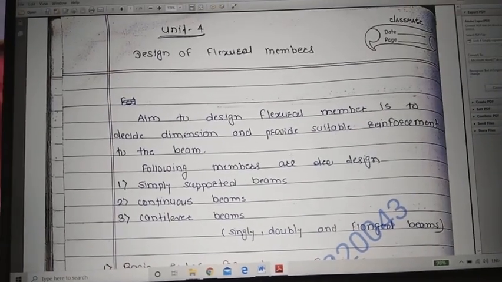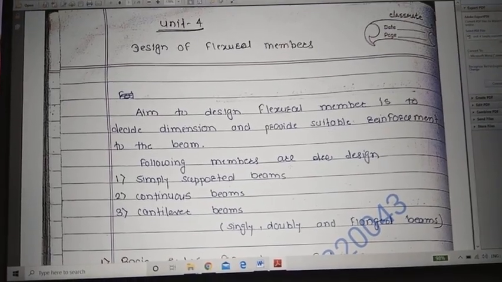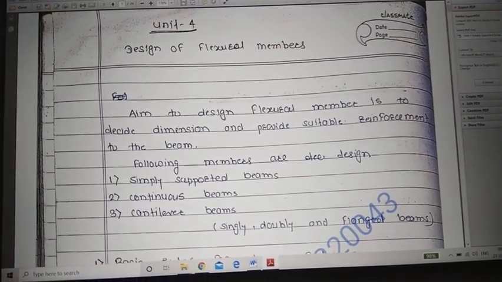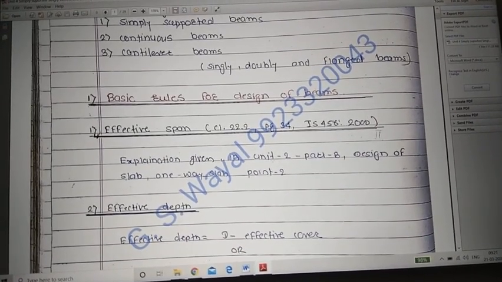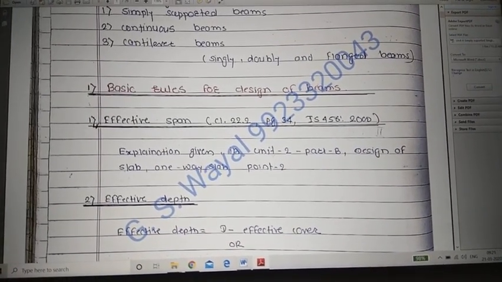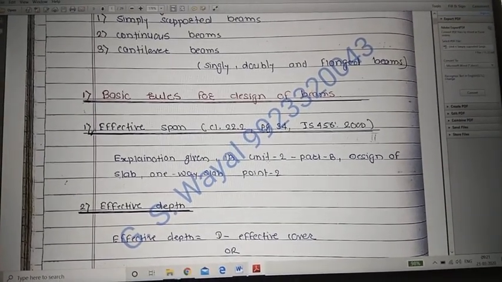In the simply supported beam, continuous beam and cantilever beam, we will discuss singly reinforced, doubly reinforced and flanged beams. Before we start the design, we will discuss some basic points regarding the design of beams. So first are the basic rules for the design of beams.